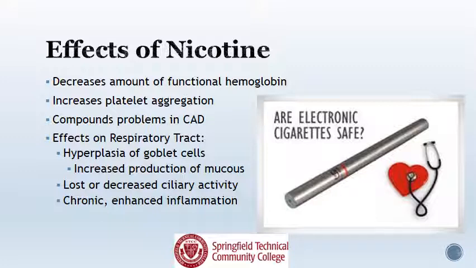The cilia are paralyzed when you smoke, so the ciliary activity, the sweeping motion of the cilia to help get contaminants out of our airways, stops. And patients who are exposed to nicotine have chronic enhanced inflammation in their airways and their lungs, which is not a good situation because inflammation, as we know, leads to difficulty breathing. It leads to chronic changes in the airways, which makes it harder to breathe.